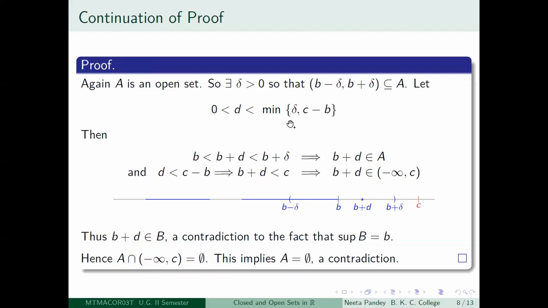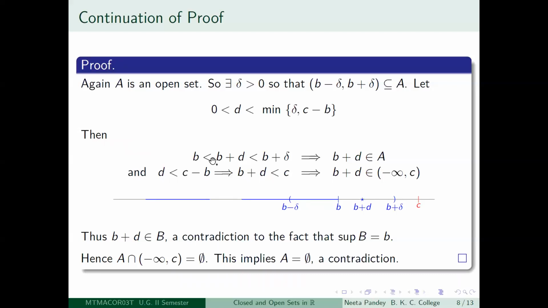Very good. So you have a delta positive, and also you have this real number C minus B now, which is also positive. So if you look at the minimum of these two numbers, that is a positive number. So you will be able to get a positive number D, which is strictly less than the minimum of these two. So now what does that mean?